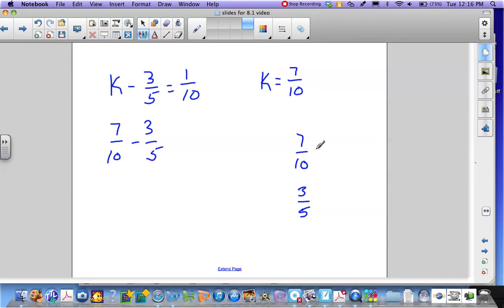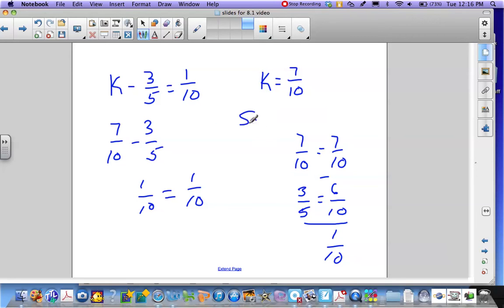3/5 is equivalent to 6/10. So I'm going to do 7/10 - 6/10 and get 1/10. 1/10 is equal to 1/10. So k = 7/10 is a solution to this equation.